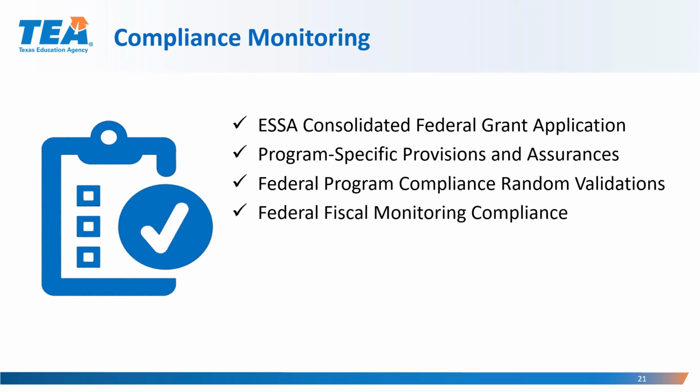The Federal Fiscal Monitoring Division is responsible for monitoring the expenditures of federal grant subrecipients to ensure federal funds are used for authorized purposes in compliance with federal statutes, regulations, and the terms and conditions of federal awards. The ESSA Consolidated Compliance Report is completed by LEAs annually to document that LEAs complied with the program-specific provisions and assurances in the previous application year.